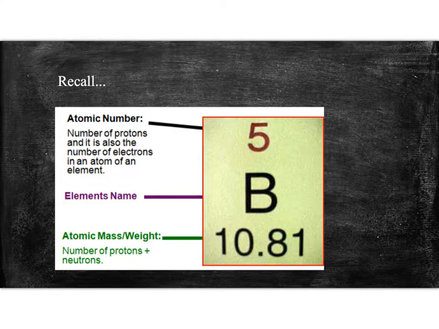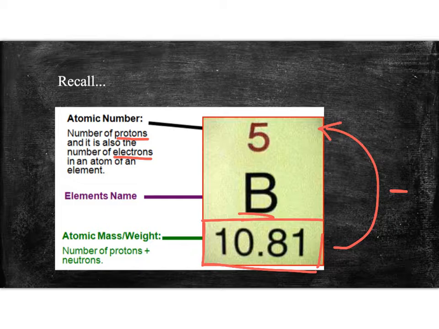Let's recall from our last lesson what the atomic number is. It tells us the number of protons and also the number of electrons an atom has. The letter right here is the element's name or symbol, and this bottom number is the atomic mass, sometimes called the atomic weight. This tells you the number of protons plus the number of neutrons. And if you remember, to figure out the number of just neutrons, you take your atomic mass minus your atomic number, and that tells you the number of neutrons in the individual element.